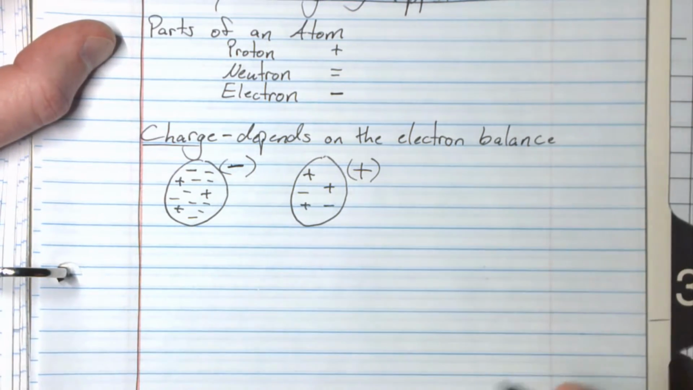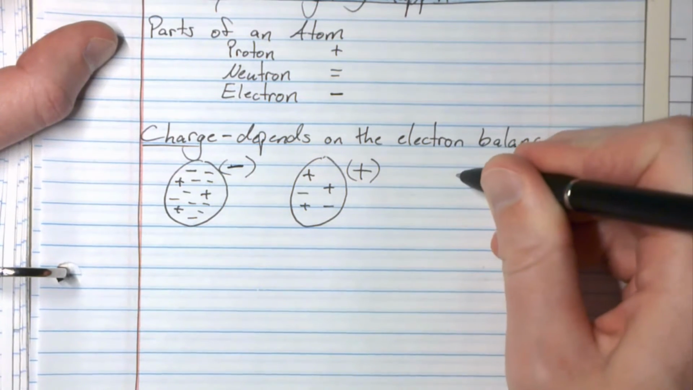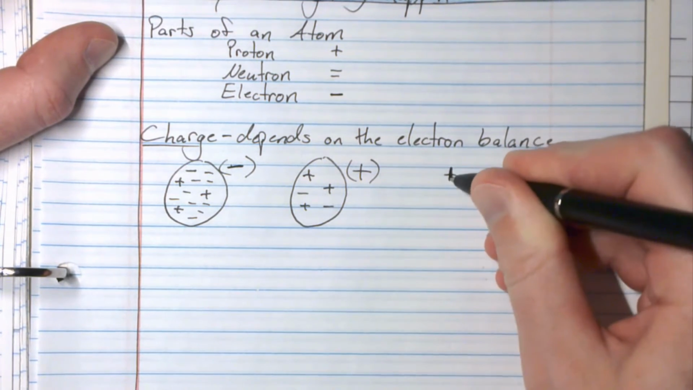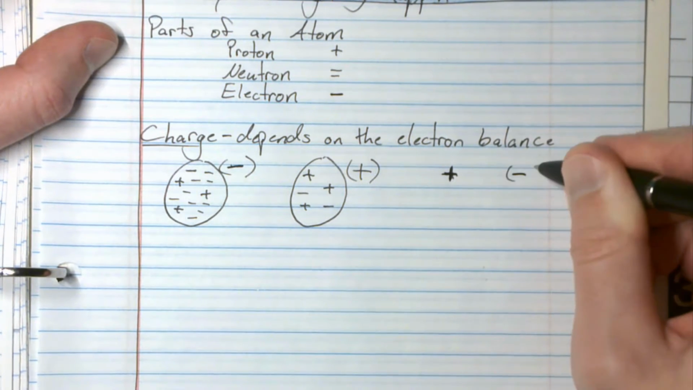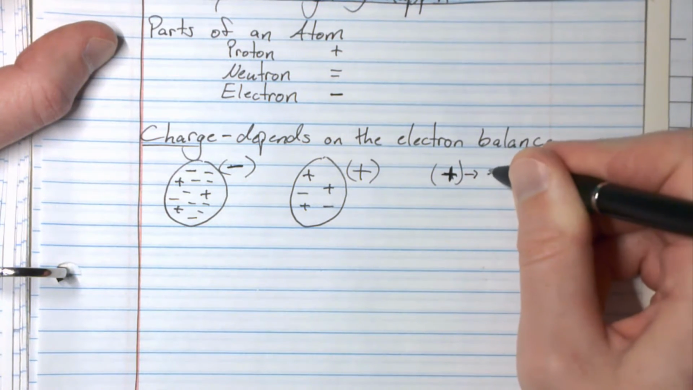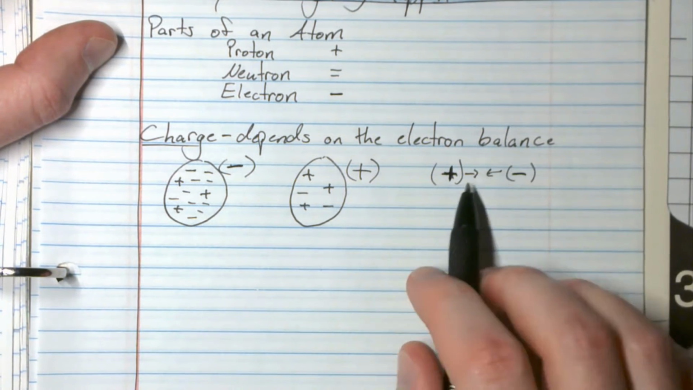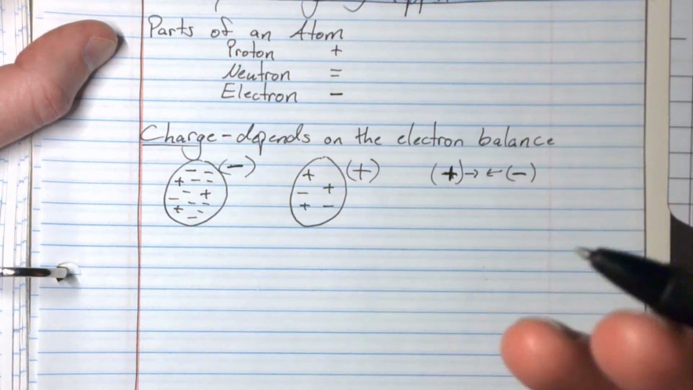Okay, so let's keep that in mind. One more thing I want to add to this actually is if I have a positive, it's a plus sign, and a negative, they are going to attract. They want to go to each other because they want to be neutral. They want to cancel each other out.